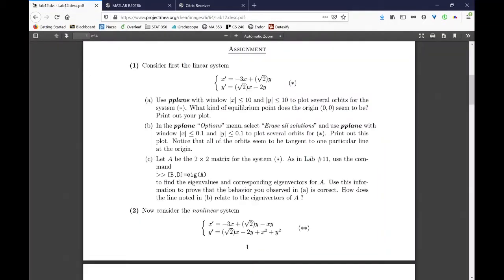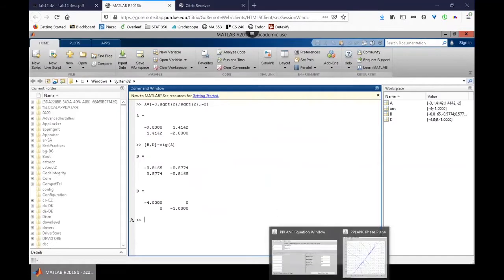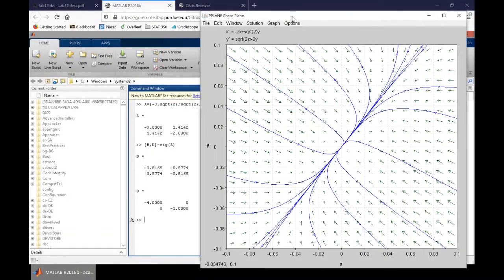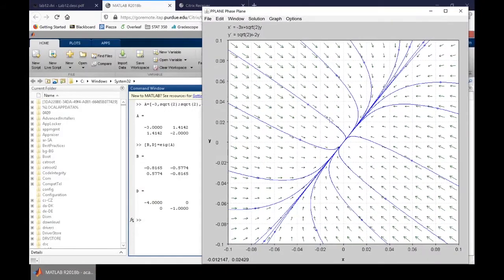So for the first part, prove that the behavior you observed from A is correct. Well, in A, we observed that the equilibrium point is a sink, right? And if you remember from Lab 11, if it's a nodal sink, then the eigenvalues should be both negative, and we see that this is true.